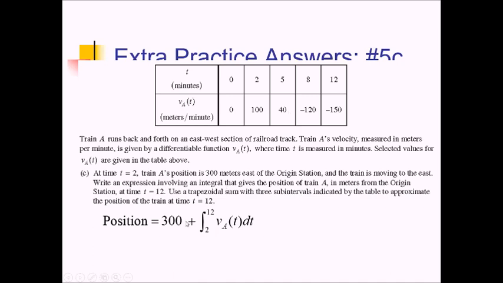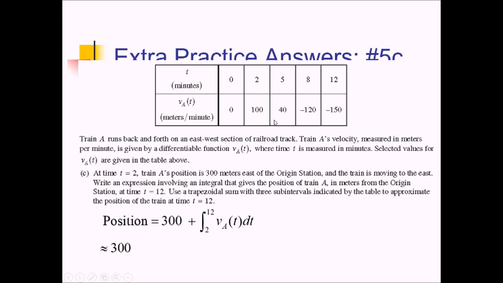Okay, so let's set this up. I'm going to say that this is approximately equal to the following. So we've got the 300 east that we're starting with, and to that I'm now going to add 3 trapezoids. So I'm going from 2 to 12. That's 1, 2, 3 subintervals with trapezoids. Each of these is going to be a base 1 plus base 2 over 2 times height kind of situation.